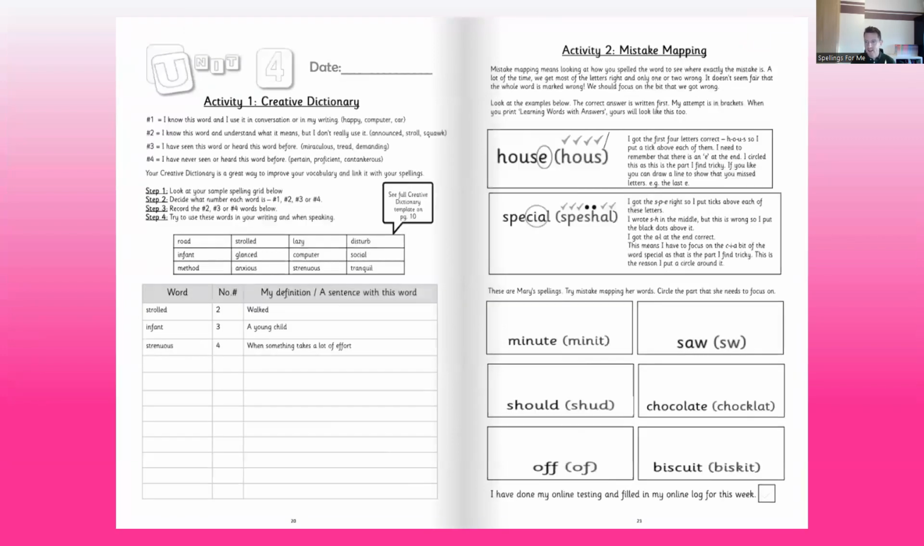And unit four, as I said already, we want to introduce the creative dictionary to the children and how to best use it. Similarly, we want to explain what mistake mapping is to them, so that they may possibly use mistake mapping when looking at their words. These are explained to you, and how to use them in your classroom, in the workbook in unit four.